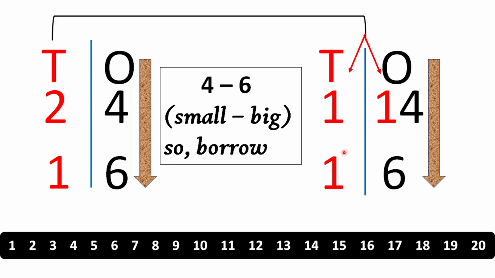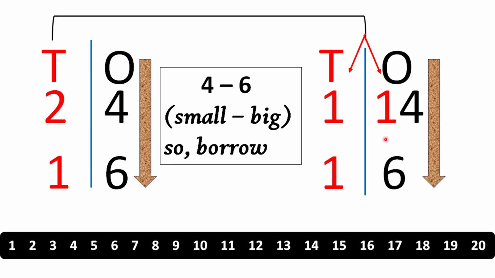1 minus 1, 0. This is important. Anything minus the same thing equals 0. Any number minus the same number equals 0. So 0 tens, 8 units, that is 8. 1 minus 1, 2 minus 2, 3 minus 3. Anything minus the same number is 0. So 1 minus 1 is 0.